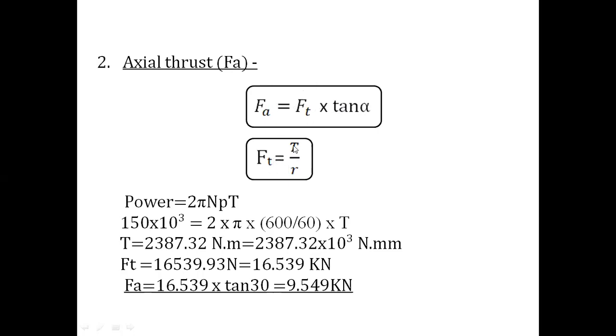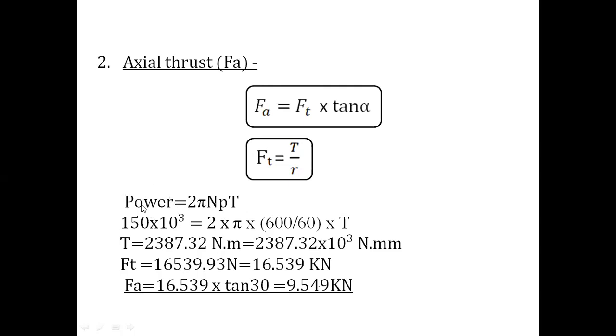Tangential force is equal to torque divided by R. But torque is also not given, but torque is given in terms of power. So we have the formula that you learned in first year engineering mechanics. Power is equal to 2 pi N T. When you are taking power in watt, at that time the rotational speed in rpm you have to convert in rps, revolution per second. At that time your answer will come in watt.